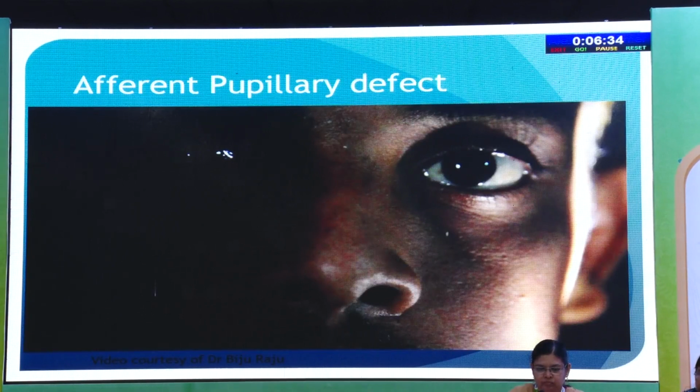So this, you can see, is a patient who had sustained a trauma. The video, please. Video is not playing. Okay. Anyway, here he sustained the trauma, you can see the subconjunctival hemorrhage in the right eye.